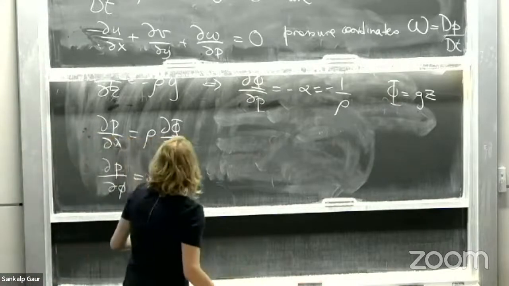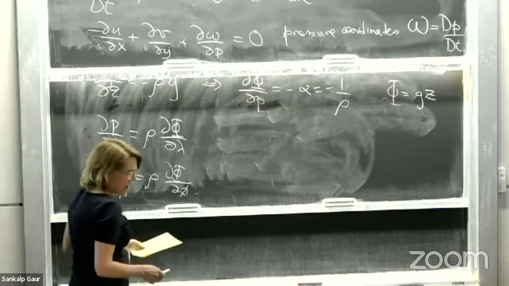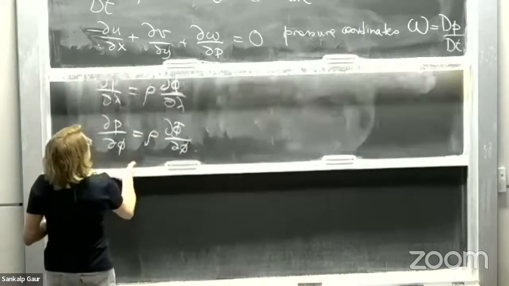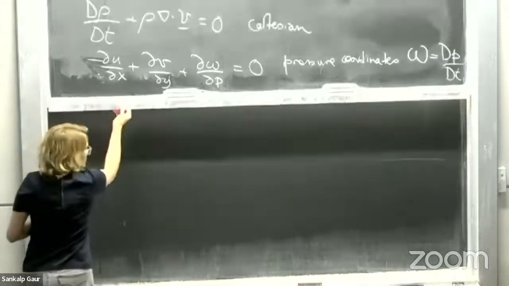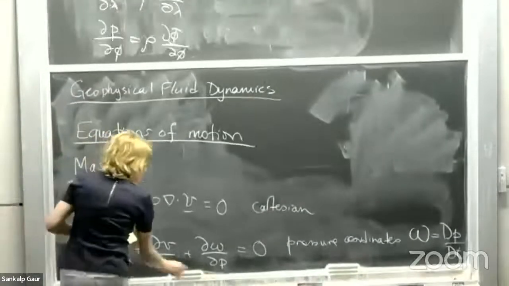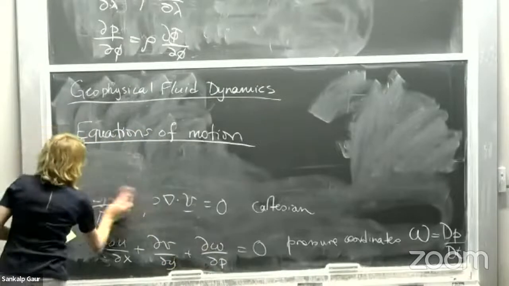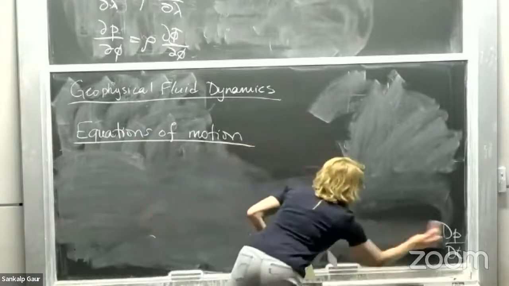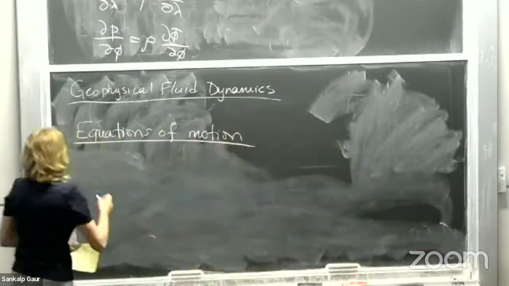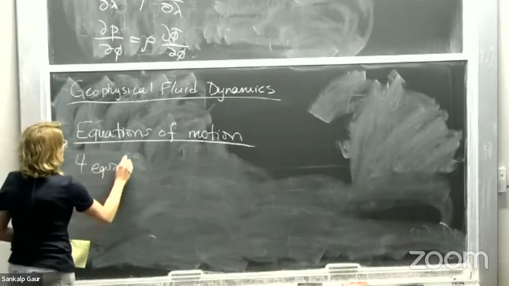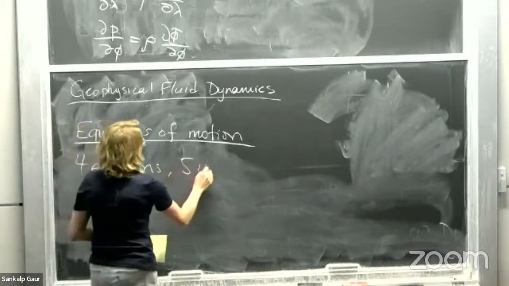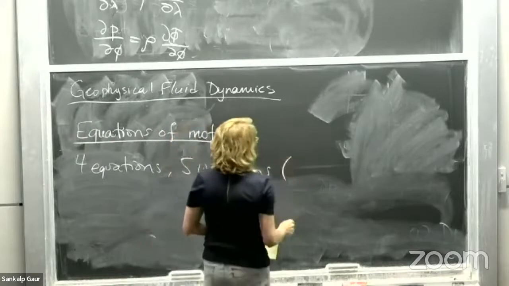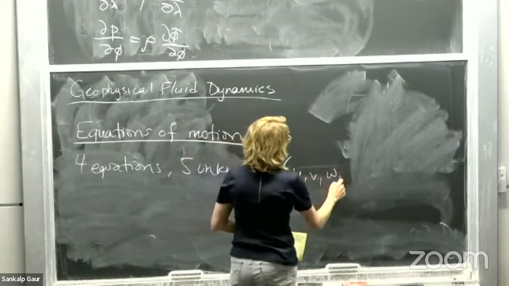I think that's good. Now, the only thing I wanted to say was where we are in terms of equations and unknowns. I think we're basically at 4 and 5. So 4 equations, 5 unknowns. So making progress, but not there yet. I said we got 4 equations, 3 for momentum, 1 for mass, but we still have 5 unknowns, the same unknowns as before. We haven't introduced a new one: U, V, W, rho, P.